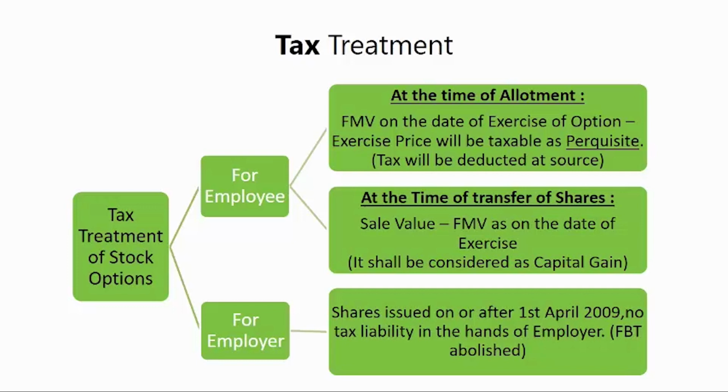When the shares are allotted to you, the difference between the fair market value of those shares when you exercise those options and the exercise price which you have to pay to the company for getting those shares is taxed as the perquisite and it is included in your taxable salary.